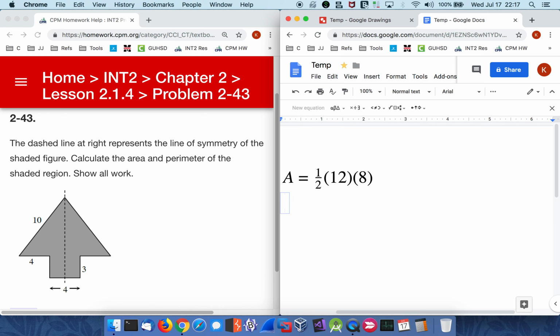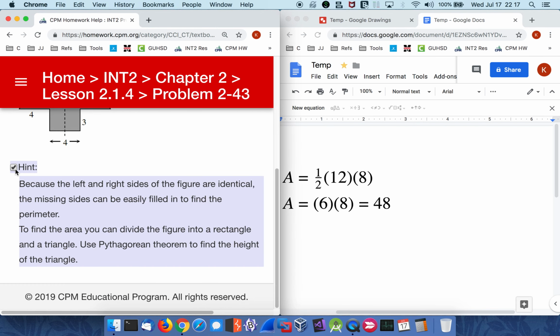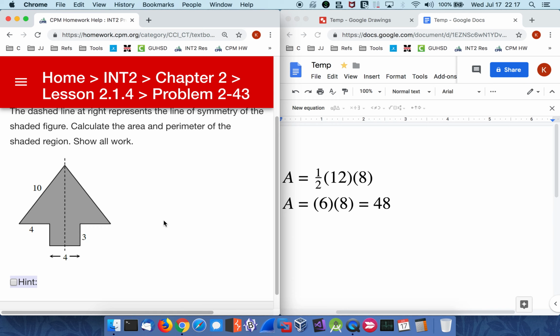So let's go ahead and calculate. Area equals 1/2 of 12 is 6, and then times 8 is 48. Okay, so the area is 48. Let's see if they give the answer. And they don't. Well, pretty sure we got the answer.